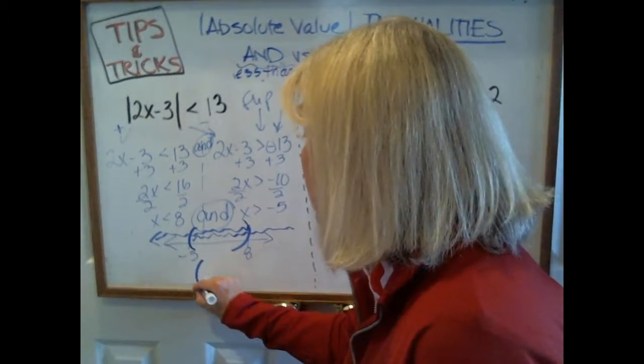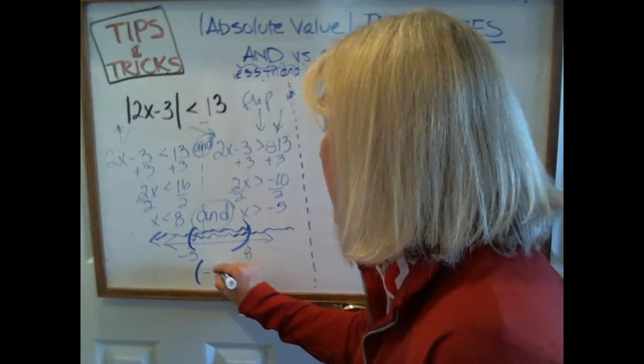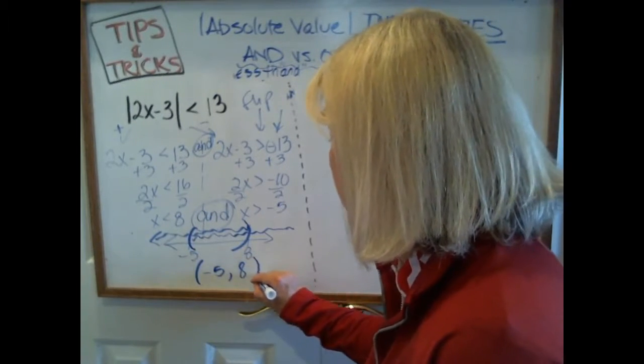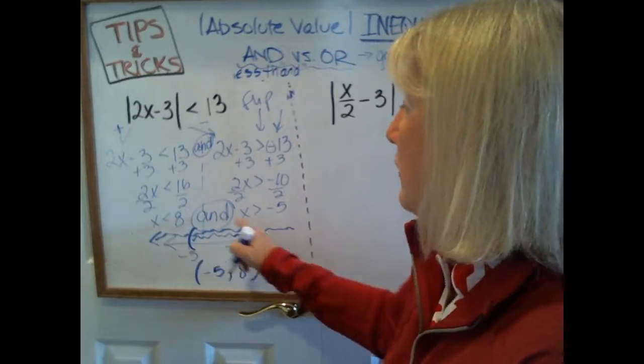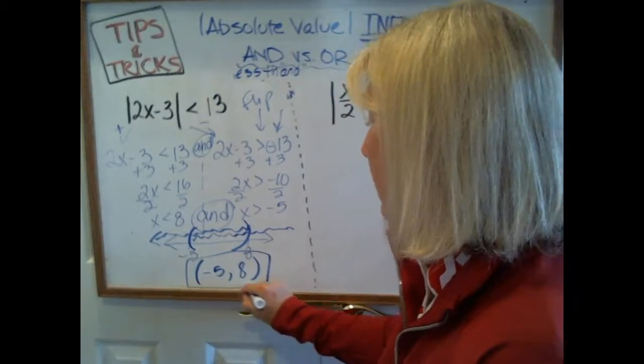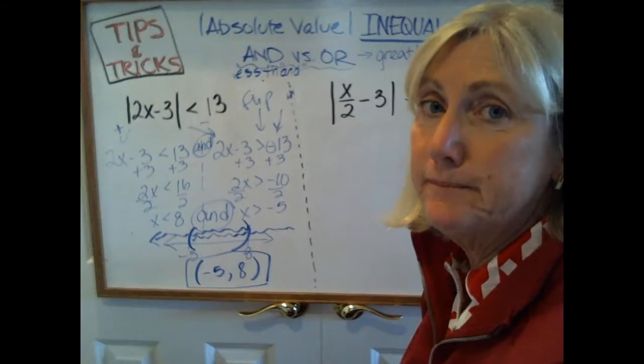So our final answer in interval notation would be negative 5, comma 8, which means negative 5 to 8. And both of them are not or equal to, they're just less than and greater than. So that would be our final answer for this one.